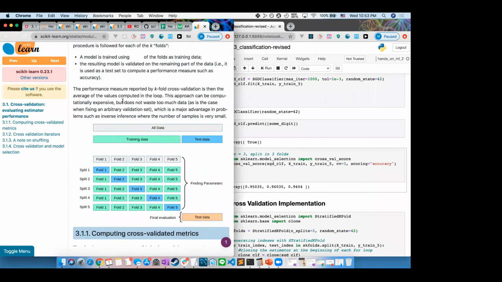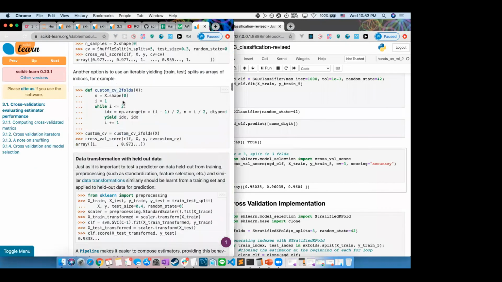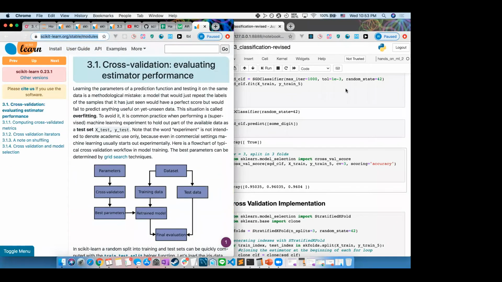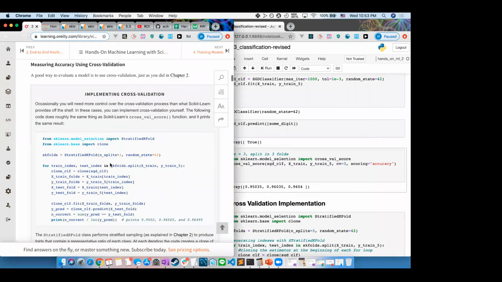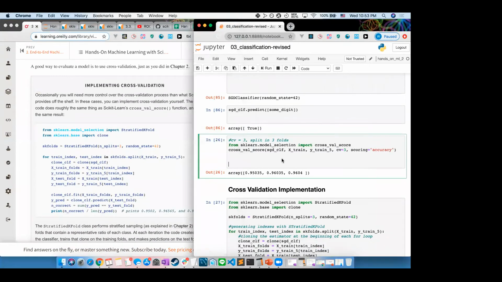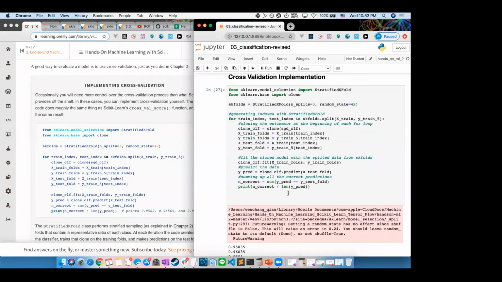Again, this is a great post on cross-validation, so I would also read a little bit on this. And let me just post this on chat. Great. And he actually implemented cross-validation, and I thought that was really cool. And let's go through that.